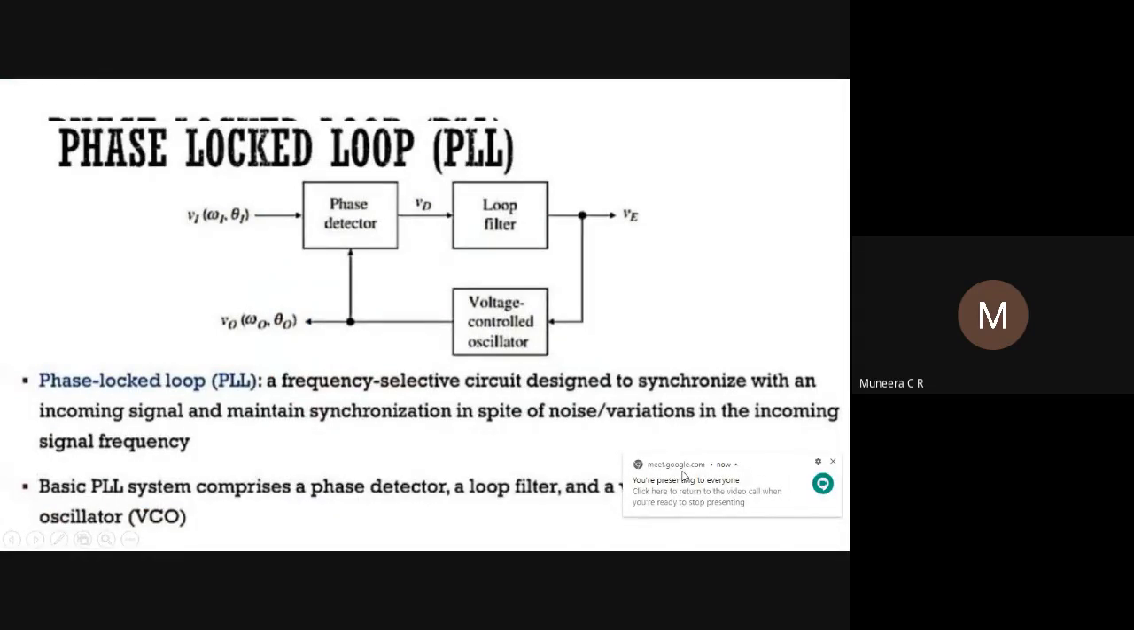Voltage controlled oscillator is basically an oscillator having a free running frequency of omega naught. But unlike other oscillators, this oscillator has an input to which we can give some DC voltage. According to the DC input voltage, of course, this VCO can vary the frequency of operation from its free running frequency.